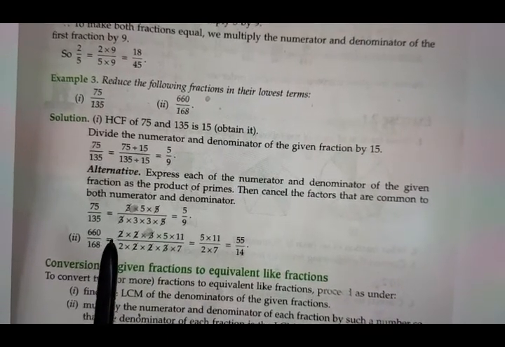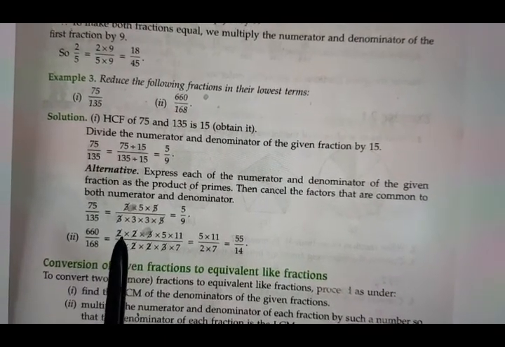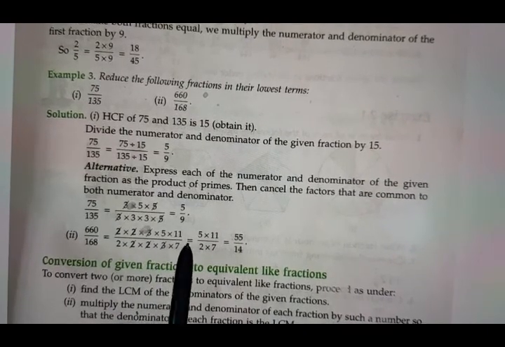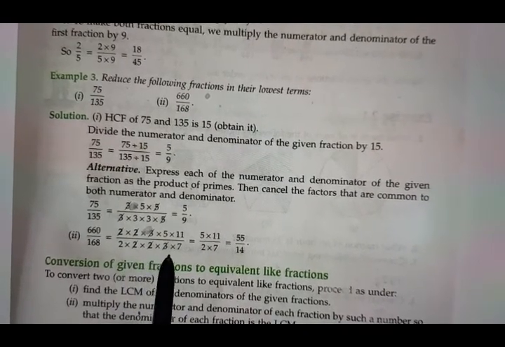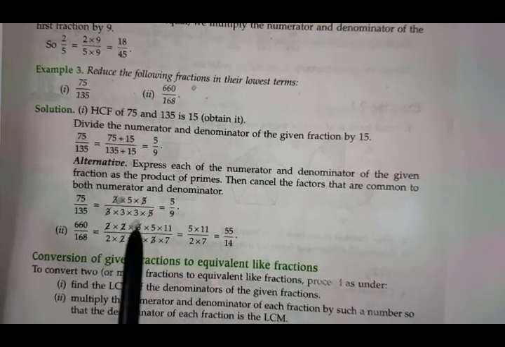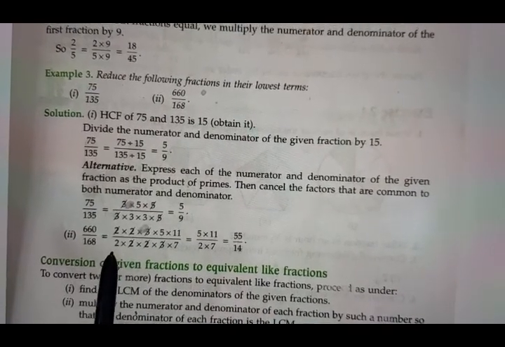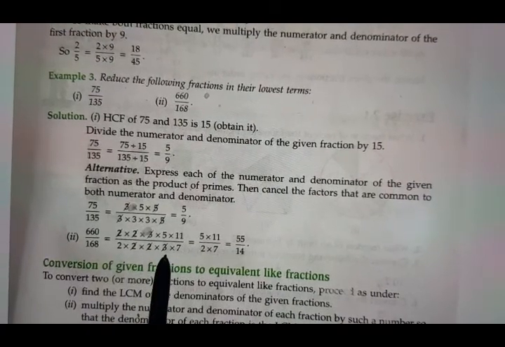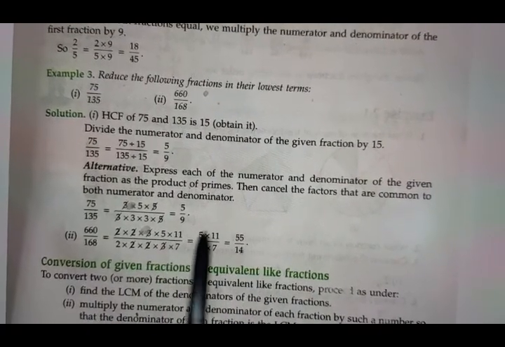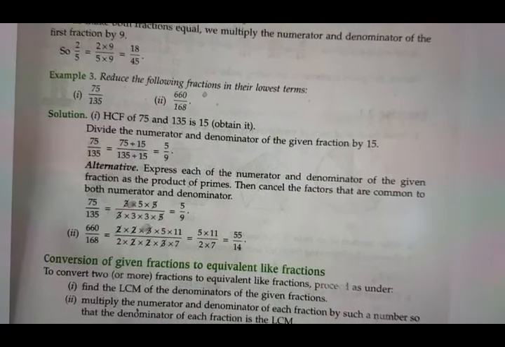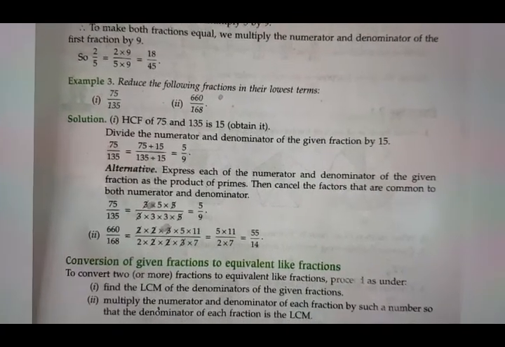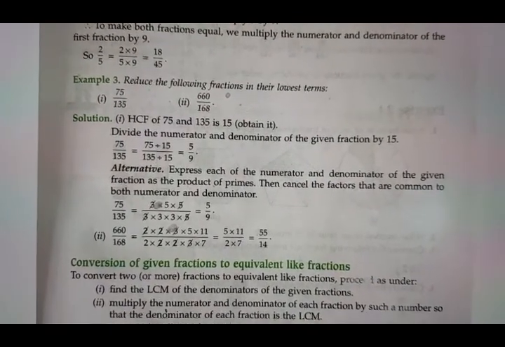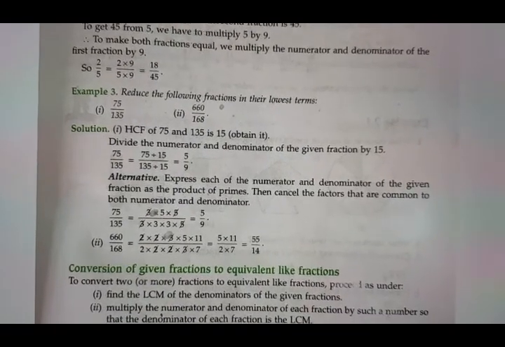Like in 660, you find out the factors. Prime factors: 2 into 2, 5 into 5 into 11, and 2 into 2 into 2 into 2 into 3 into 7. So here 1 2 crosses out, 2 2 crosses out, 1 2 is left, 3 crosses out. So 5 11s are 55 and 2 7s are 14. Or you can divide by smaller numbers stepwise also to get the answer.